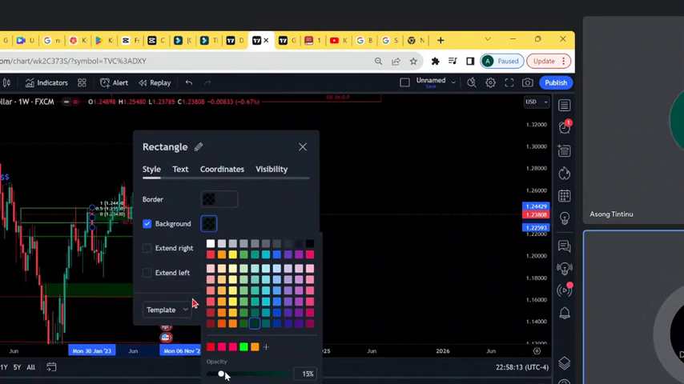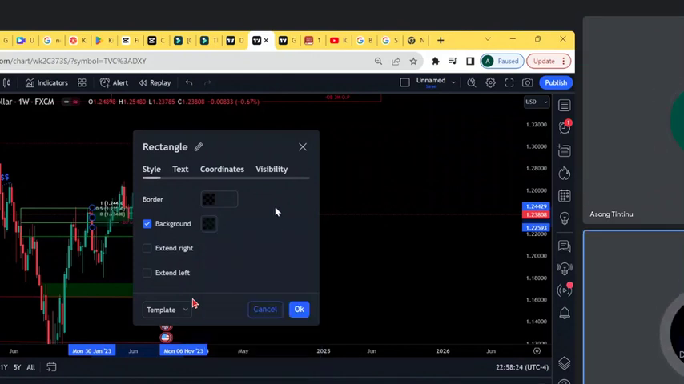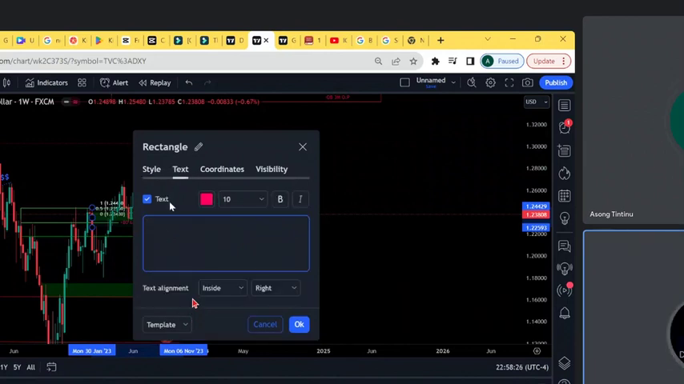Not too dark, but where you can barely see it, like right there. Well, it's too dark now. Yeah, like right there. Now go ahead and label it bullish breaker daily chart, or you can just put a D. So bullish breaker, and then put it in red because red is daily.